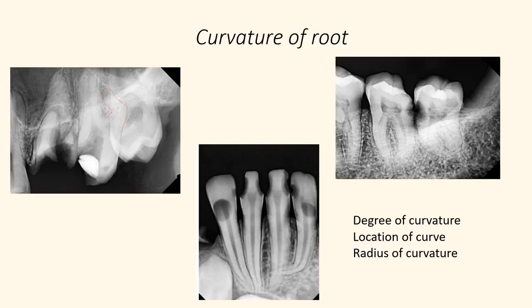First is the curvature of the root. Prior to initiating treatment on any potentially curved canal, the clinician must study 3 most important anatomical characteristics of a curved root. First is the degree of curvature, second is the location of the curve, and third is the radius of curvature. These will be the determining factors in selecting the instrument to safely negotiate the anatomy.